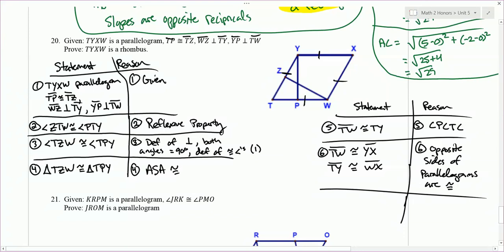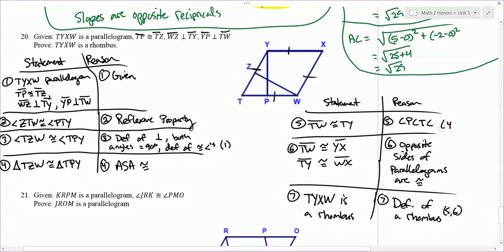So now we see all four sides are congruent, and so we're just going to end our statement here saying that TYXW is in fact a rhombus. And we're relying on the definition of a rhombus, and looking at 5 and 6 to help us get there. And for 5, we looked at 4 to help us get there. On to our last problem, number 21.